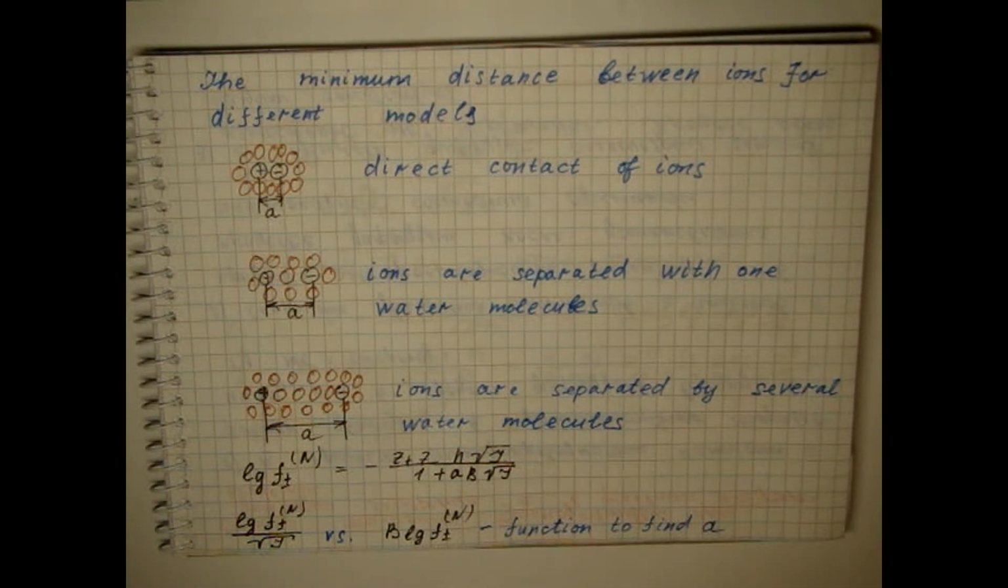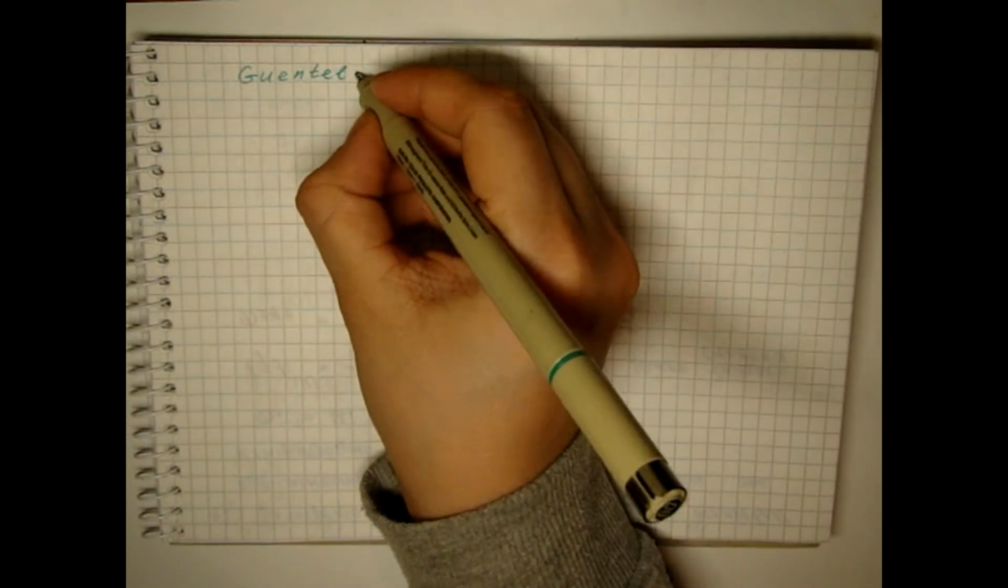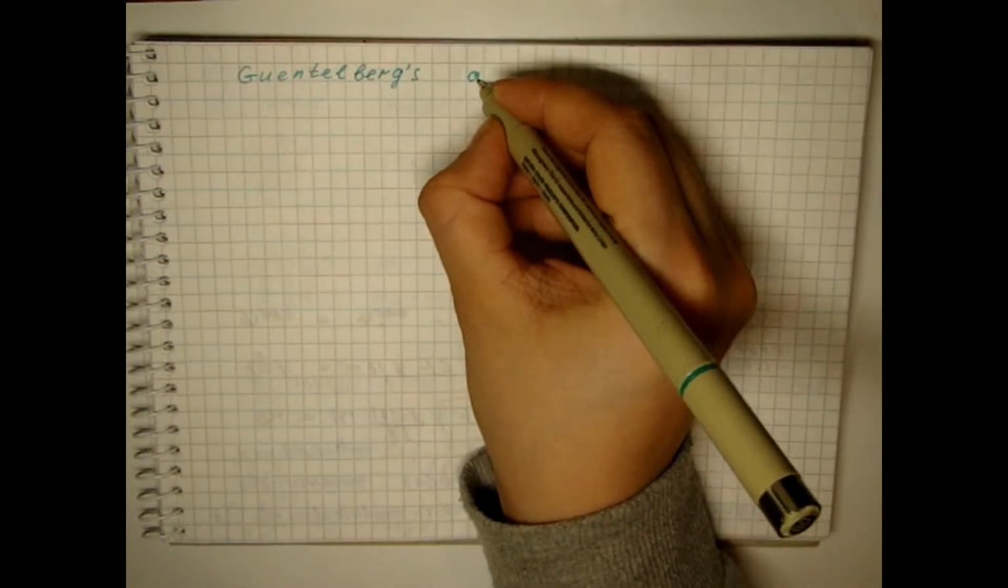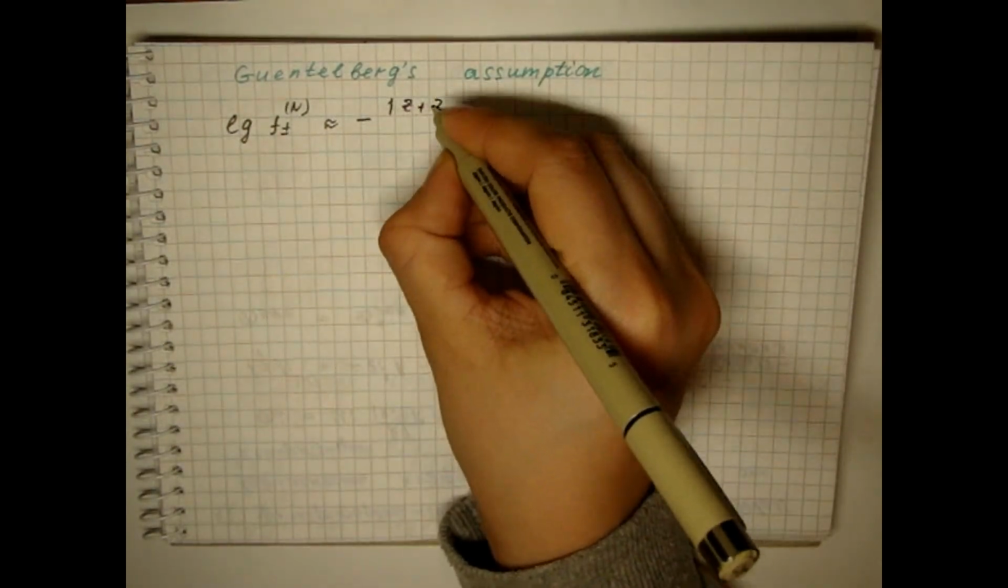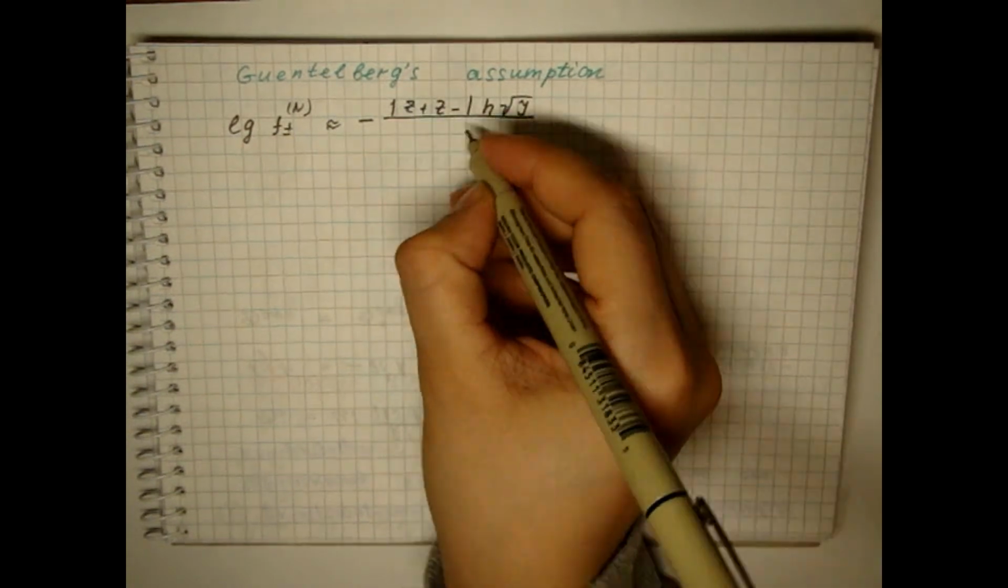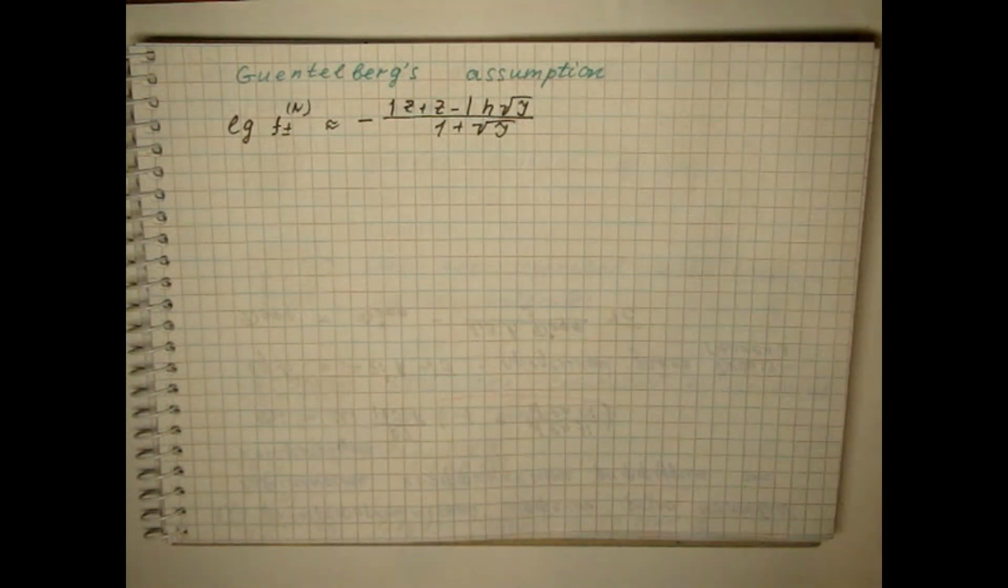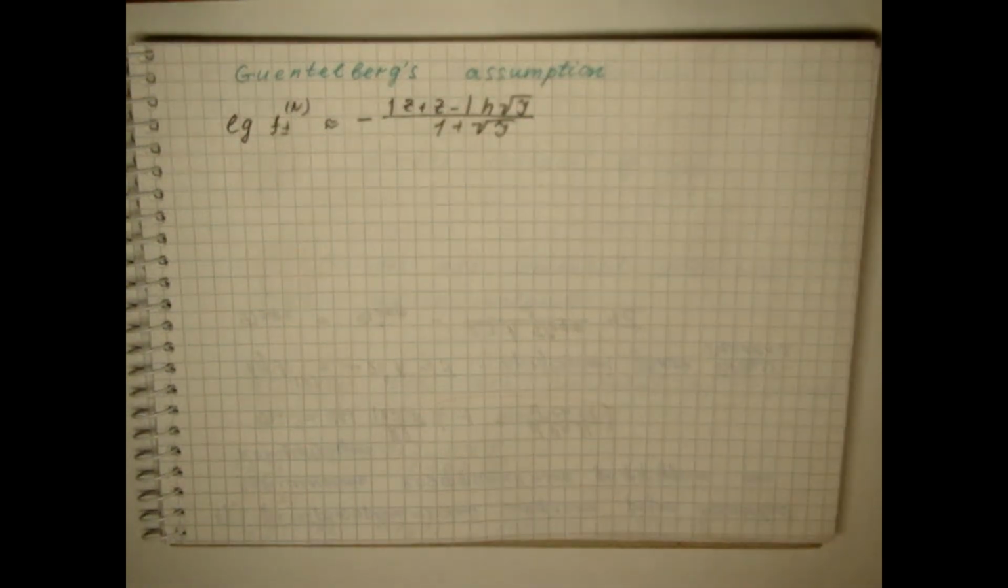For aqueous electrolyte solutions, Guentelberg proposed writing this equation in a simpler approximate form. The advantage of this formula is that it does not contain arbitrary constants, and at the same time will describe the behavior of many electrolytes up to an ionic strength of 1/10.